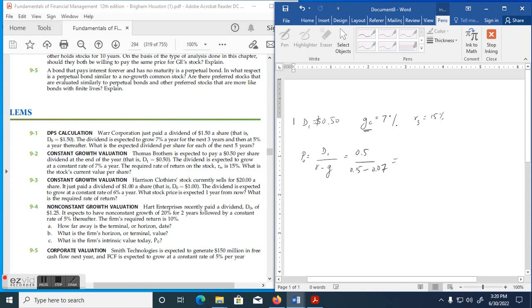Now, when we calculate this, you want to make sure that you do the denominator first, according to the order of operations. So 0.15 minus 0.07 gives you 0.08, and of course 0.5 divided by 0.08 will give you a price of $6.25 per share. Ideally, you should not be willing to pay a single cent over this price for this particular stock. So this is the stock's current value per share. This is question 9-2 for constant growth valuation.